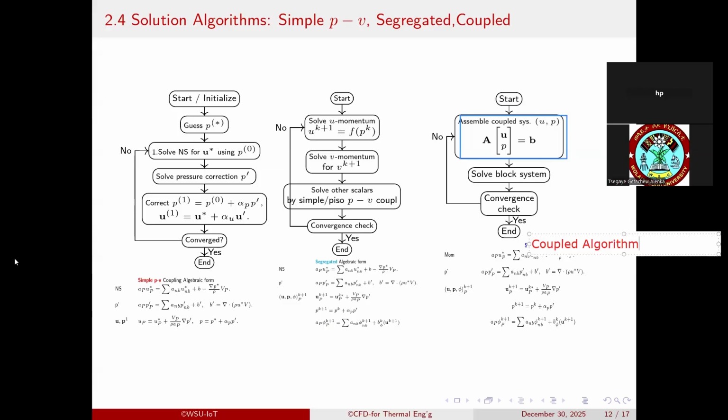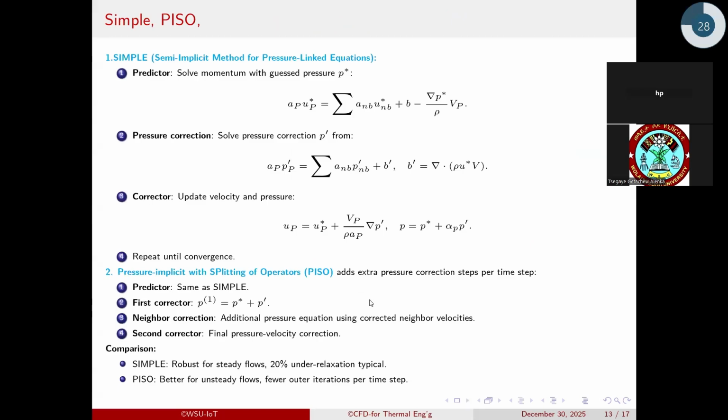The SIMPLE method, semi-implicit method for pressure linked equations, is the abbreviation. S stands for semi-implicit, M is for method.